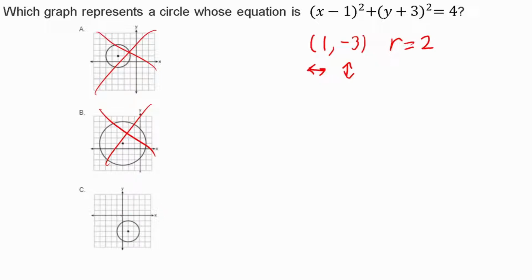Right here, we could double check it to make sure it's our right one. We go right 1, cool, +1, and then down 1, 2, 3. That gives me the -3 right there. And also, look at that. From the center to the outside is 1, 2. This is our correct answer right here. It is C. Awesome.